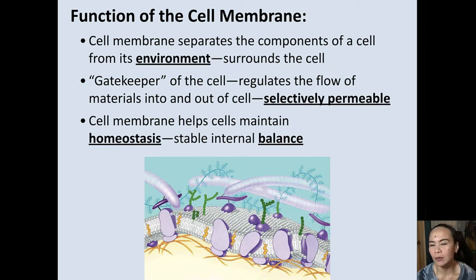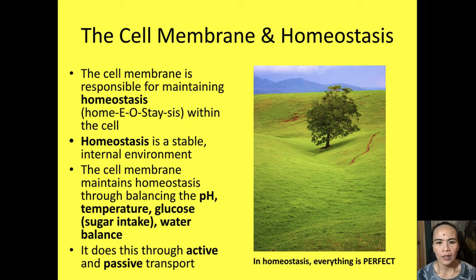Now, the cell membrane helps cells maintain homeostasis, which is kind of like a stable internal balance. Looking at what homeostasis is, the cell membrane is responsible for maintaining the balance within the cell, and therefore when you say homeostasis, it is a stable internal environment. And the cell membrane maintains homeostasis through balancing the pH, the temperature, glucose, sugar intake, and also water balance. Now, it does this through active and passive transport.